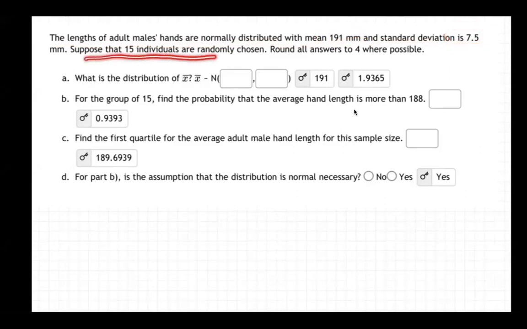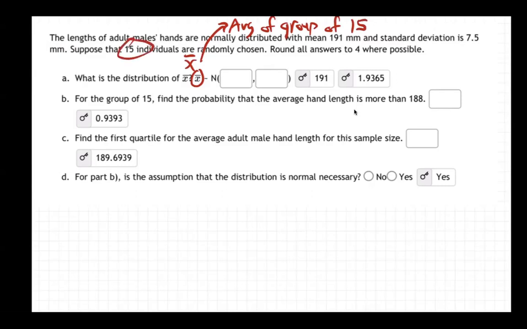Suppose that 15 individuals are randomly chosen. Let's give it a try. 15 people are randomly chosen. So here we go. The first thing is, notice this is X bar. What does that mean? Bar means average of a group of 15 in this case. It could be any number. They told us 15, right there. So we're talking about 15 individuals.